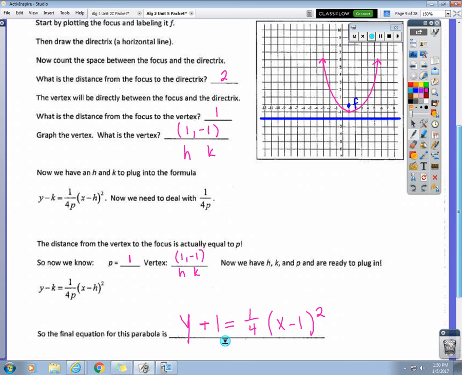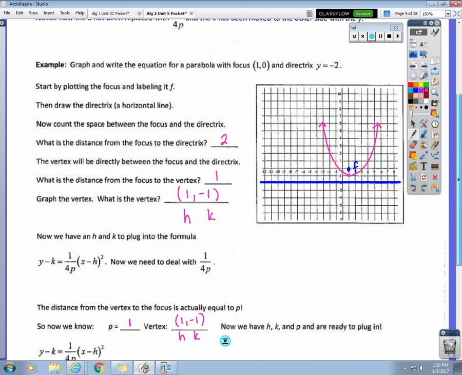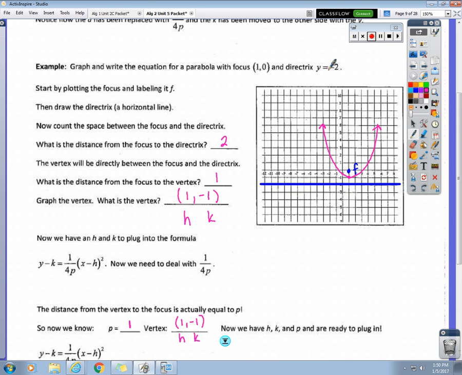Okay, so let's go back through what we did. The first thing we did was we used the information they gave us. They told us there was a focus of (1, 0), so we plotted it right there and labeled it F for focus. They told us we had a directrix of y equals -2. A directrix is always the line outside the parabola. And a line that crosses through the y-axis at -2 looks like that. We also know that the vertex is equal distance between those two. So if that's your focus and that's your directrix, the vertex has to be right here in the middle.